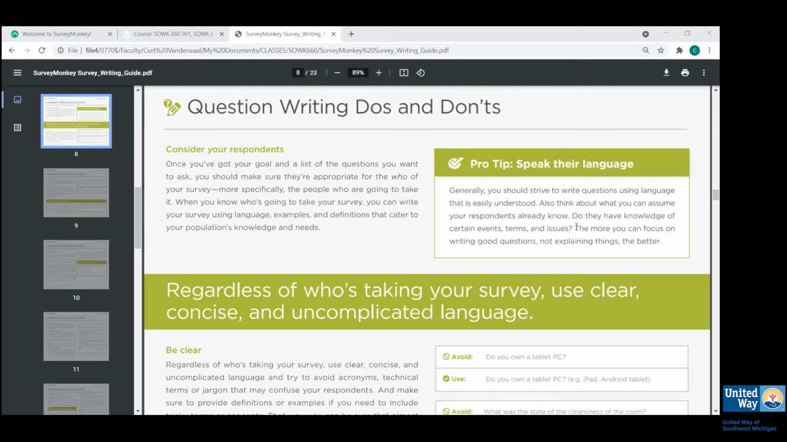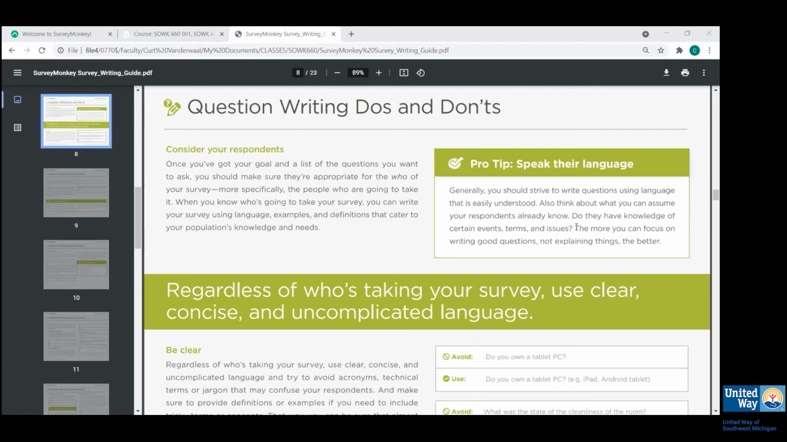Okay, so a few question writing do's and don'ts. The first one is to consider your respondents. And so that really means if I know my audience well, I'm not just going to write up a bunch of questions and then send it out.